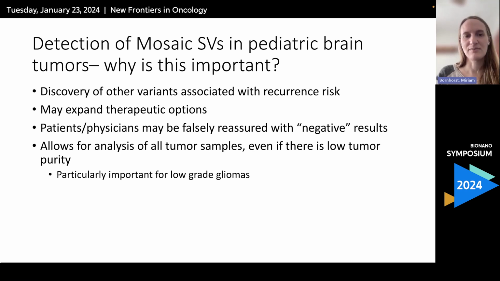So if you have a CDKN2AB deletion, for example, in your tumor, but it doesn't come back as positive, that's not necessarily good because physicians will think, oh, this is going to be fine, but that patient is at a higher risk for recurrence. It also will allow for analysis of all tumor samples, and this is most important if there's a low tumor purity. So right now for low-grade gliomas, especially if we don't have a good enough tumor purity, they can't be analyzed. Sequencing is not possible, but if we were able to detect mosaic structural variants, at least for those BRAF fusions, this would be very helpful.